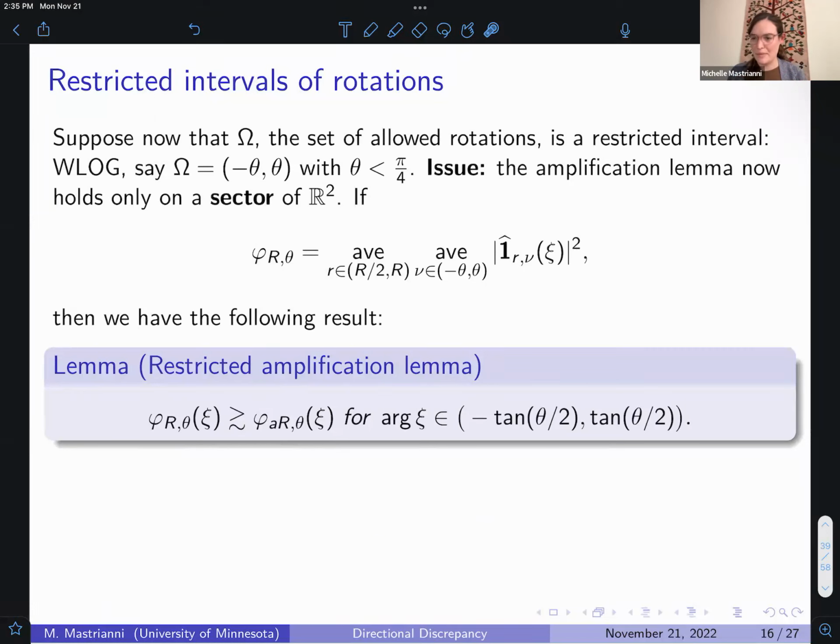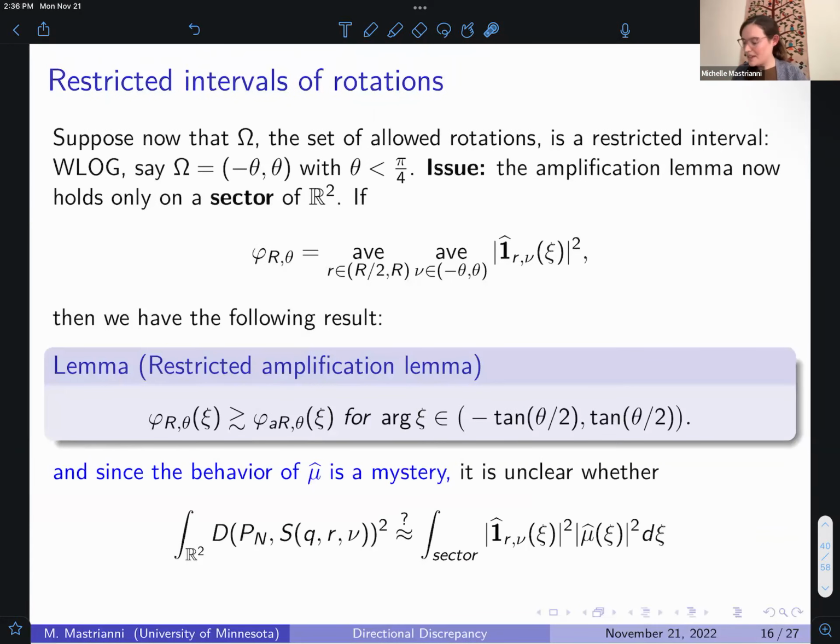the amplification lemma, which I just showed for all rotations, now only holds on a sector of the plane if you restrict the interval of rotations. So if you define an analogous sort of averaging of this shape component, and instead of averaging over all rotations, you're averaging over this restricted interval, then the amplification lemma only holds when C lives in this restricted sector based on that angle theta.